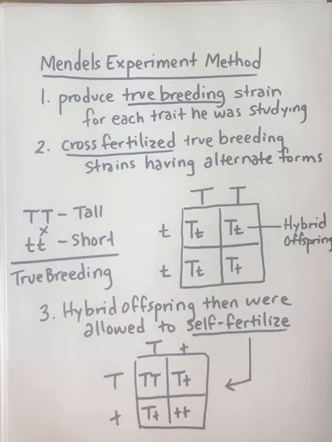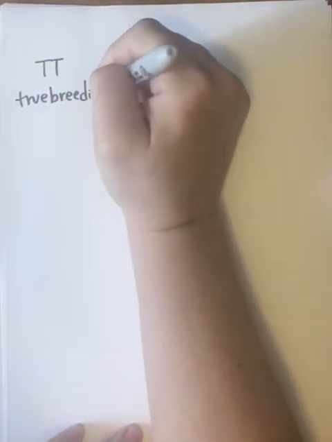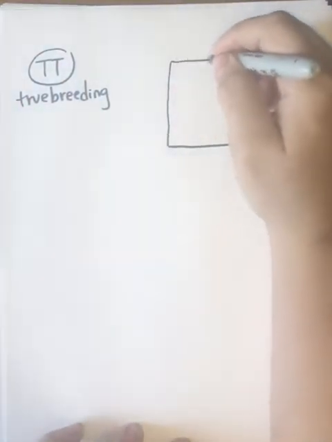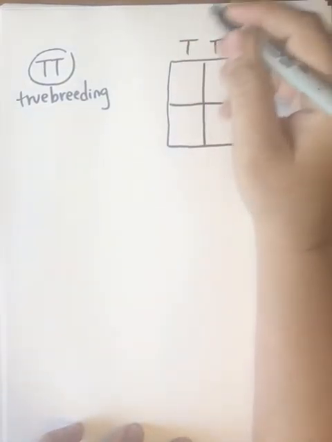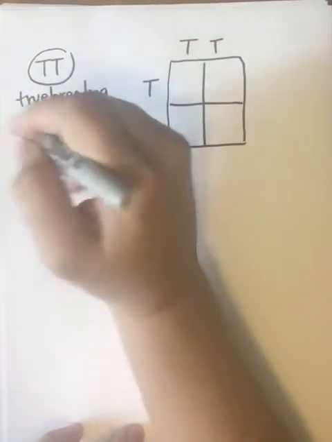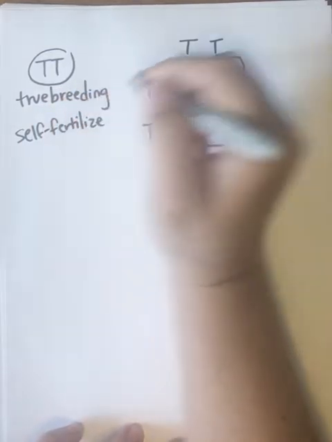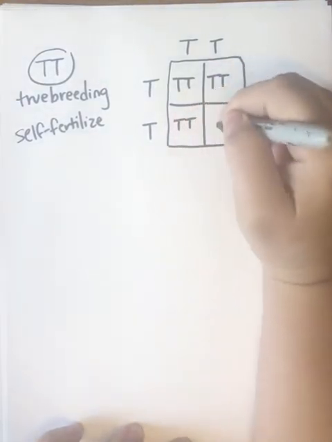Now I'm going to go through his experiment design again, but I just want to talk about true breeding strains for a moment. If I took a tall plant, which is true breeding, every time it's going to create the same exact genetics. It has two of the same exact genes. So when you self-fertilize a true breeding strain, every time it's going to look the same as the original plant. That is what we mean by true breeding.